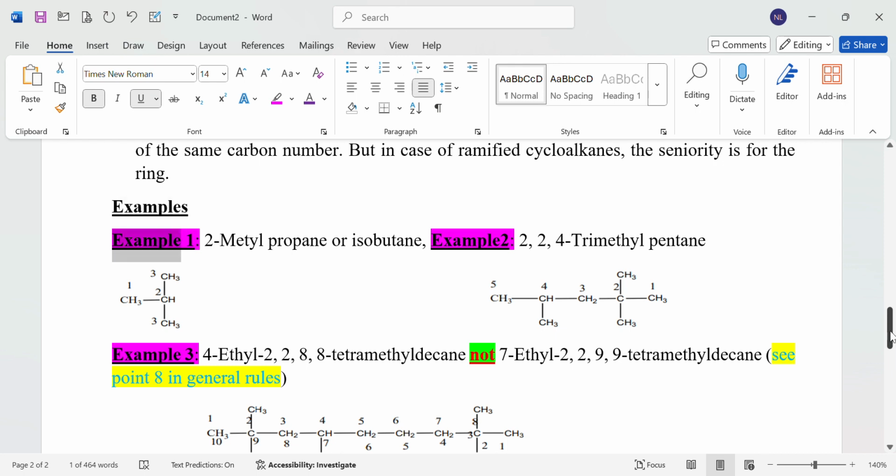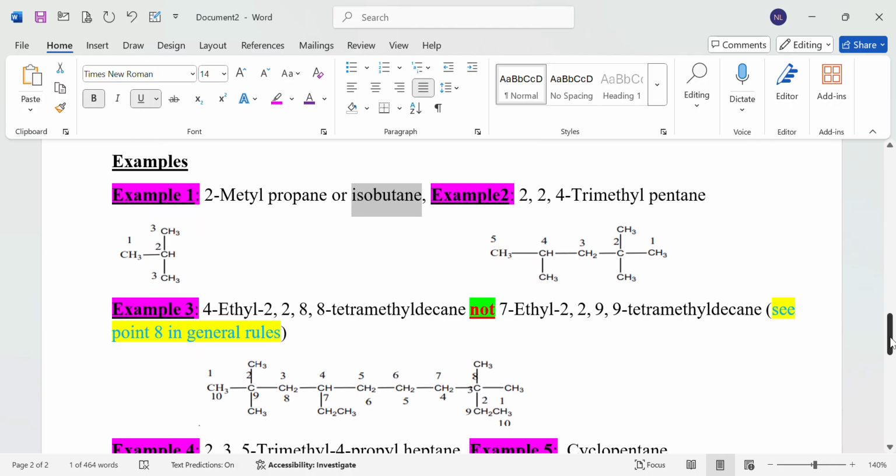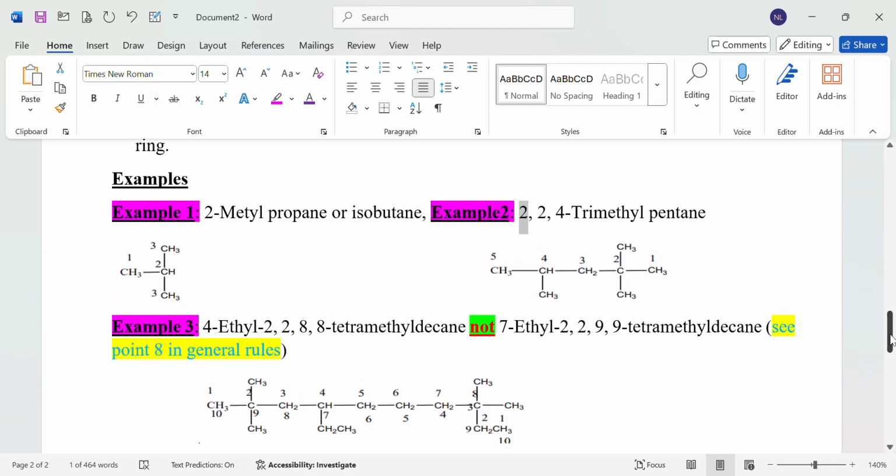Examples. Example 1, 2-methylpropane or isobutane. Example 2, 2,2,4-trimethylpentane. Example 3, 4-ethyl-2,2,8,8-tetramethyldecane, not 7-ethyl-3,3,9,9-tetramethyldecane, see point 8 in general rules.